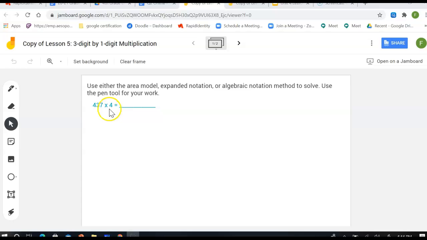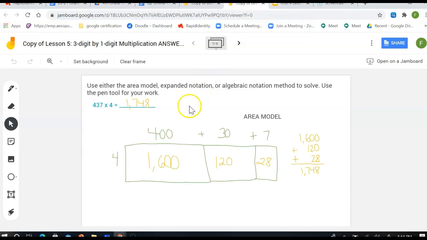All right, so the problem was 437 times 4, and again, you were able to choose whichever one of these methods to use to solve it. Just pick one of them, whichever one you feel more comfortable with, and you've had a few minutes to do that. And again, you can pause this video as often as you like. So now I'm going to show you my work here. So the problem again was 437 times 4.